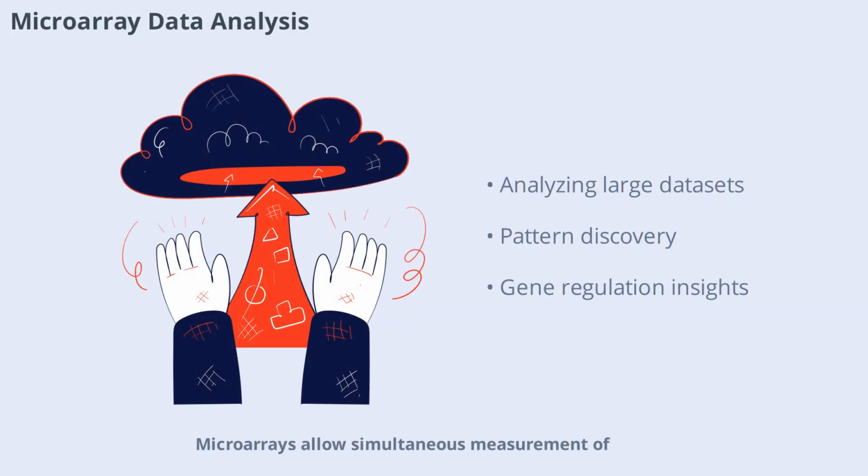Microarrays allow simultaneous measurement of thousands of gene expression levels. Statistical analysis of microarray data involves normalization, background correction, and identification of differentially expressed genes. Techniques like hierarchical clustering and principal component analysis help interpret complex patterns. Microarray studies have advanced our understanding of gene regulation and disease mechanisms.